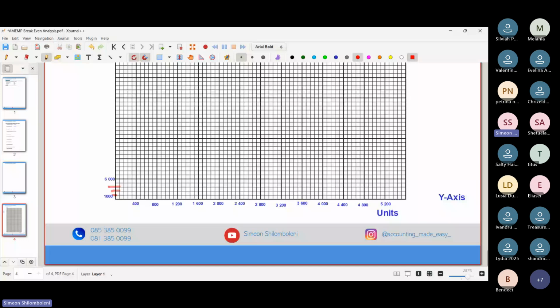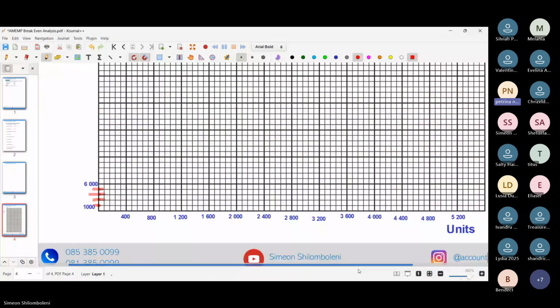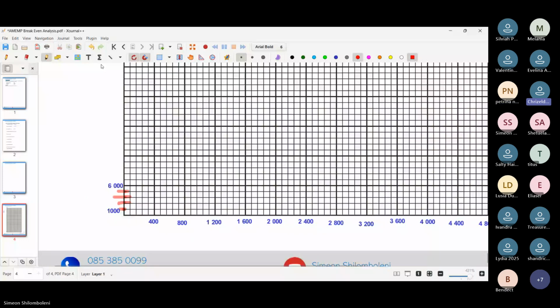Now you have the same scale giving 1,000, but when you got here, you have 1, 2, 3, 4, and then from 4, it's 6. Do you get what I'm saying? Or should I zoom in so that I explain? Do you get what I'm saying? Yes, sir. No, sir.